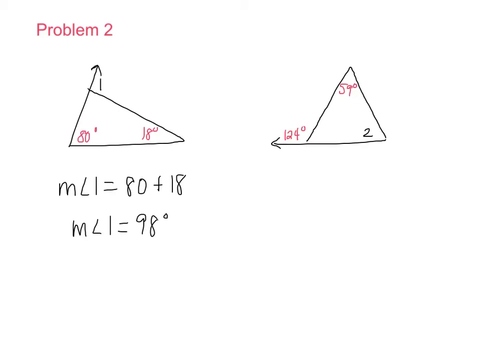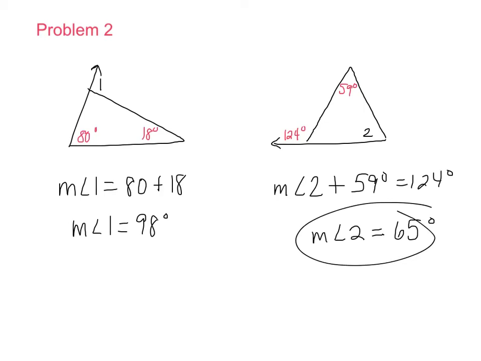In the second example, we need to find the measure of angle 2. Well, the measure of angle 2 plus 59 degrees would give us 124 degrees, because these two remote interior angles are equal to the exterior angle of the triangle. So we would subtract 124 minus 59, and that would give us the measure of angle 2, which is equal to 65 degrees.